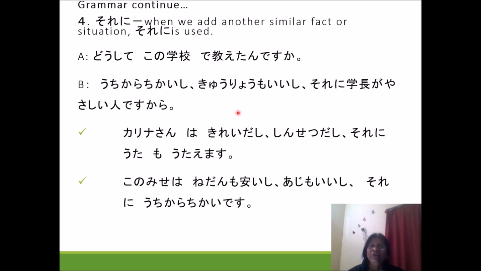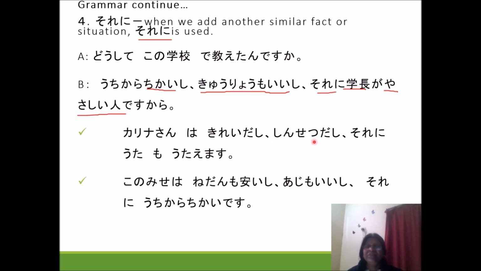In addition to that, we get here that when we add sore ni, after sore ni a similar fact or a similar viewpoint will come. Is that clear? Why you are teaching in this school? Because this school is nearer to my house. Salary also good, and above all, or in addition to that, school principal is very gentle person. So I am teaching over here. So here one point is chikai, another is kyuryo mo ii, salary is good. Gakuchou ga yasashii hito desu. Hope you understand.